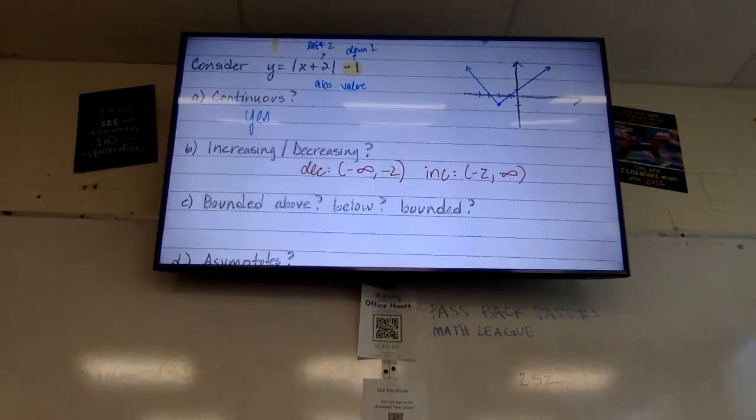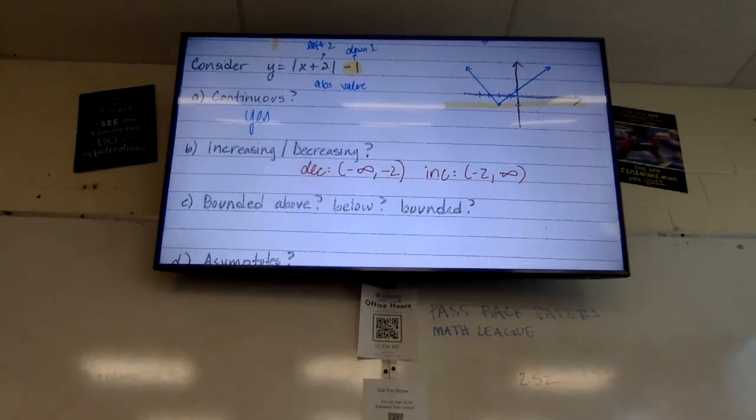All right, boundedness. Bounded above, bounded below, bounded both, not bounded. What's going on here? Why would you say below? Why is it not bounded below? Good. Bounded below means that there's a floor that we never go below. So that means that every point cannot go below this part of my graph. And that's true. My V stops at -2 and never goes below it.